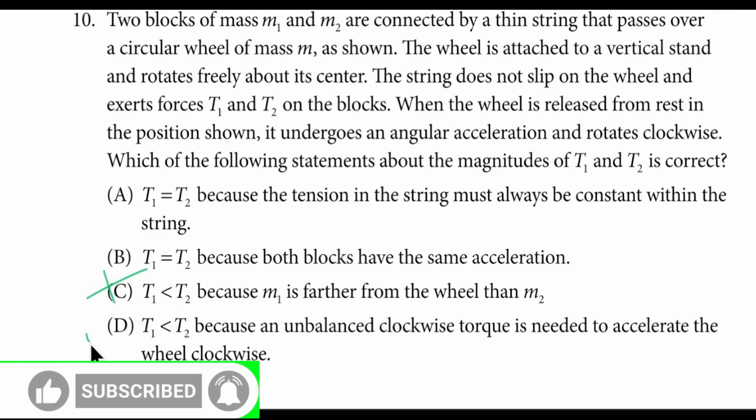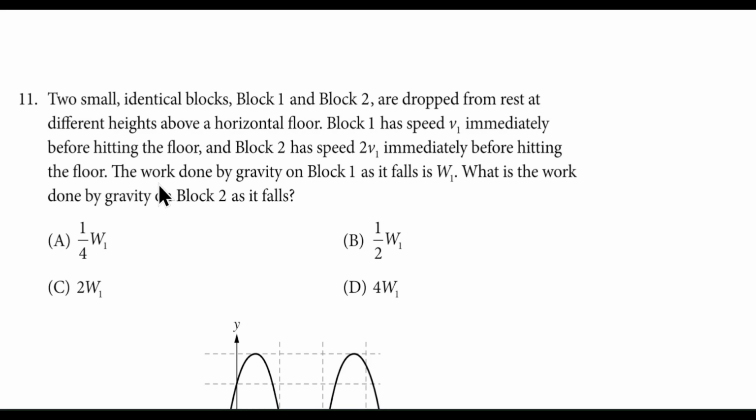Okay. Two identical blocks, block 1 and 2, are dropped from rest at different heights above a horizontal floor. Block 1 has speed V1 immediately before hitting, block 2 has 2V1 immediately before hitting. The work done by gravity on block 1 as it falls is W1. What is the work done by gravity on block 2? If we can get an idea about the change in potential energy, that is basically giving me an idea about the work by gravity as well, right?